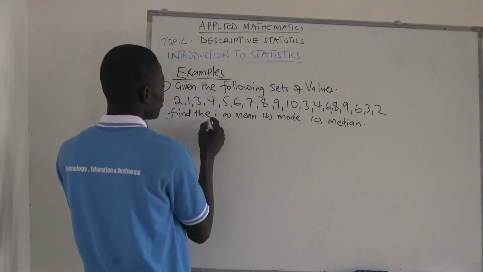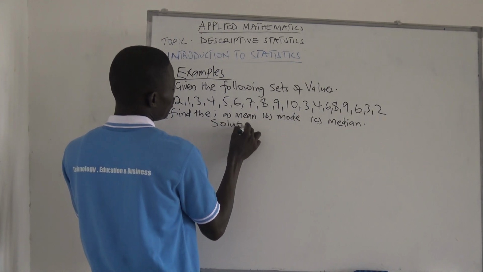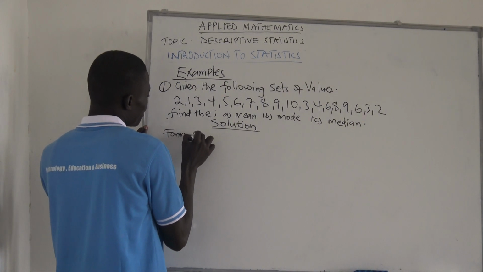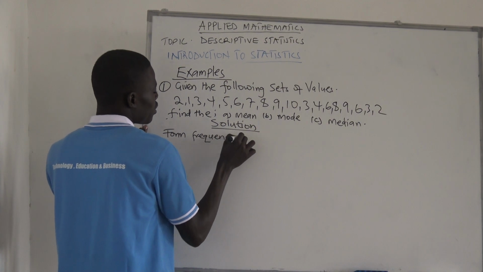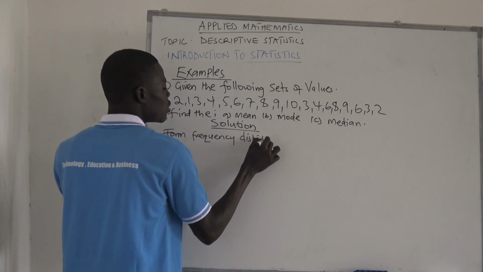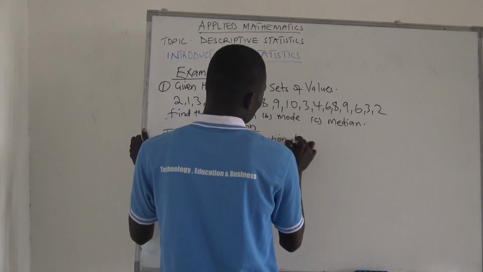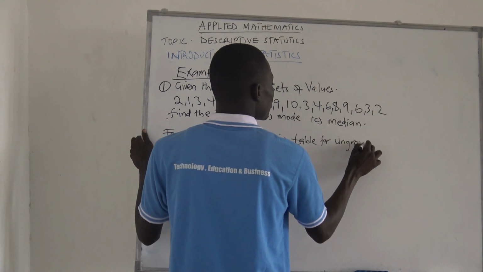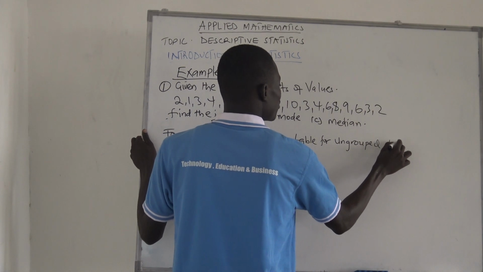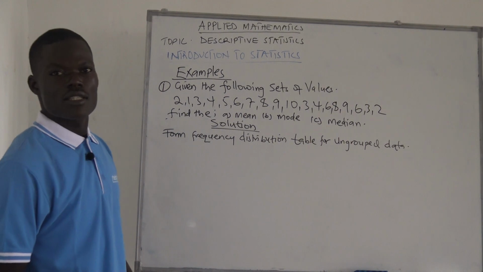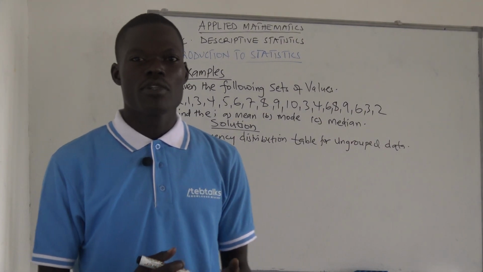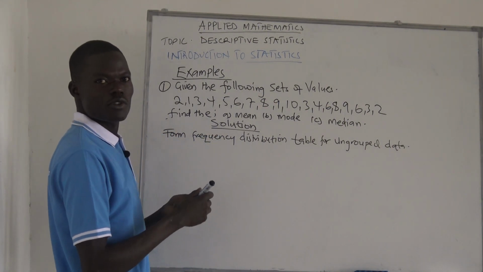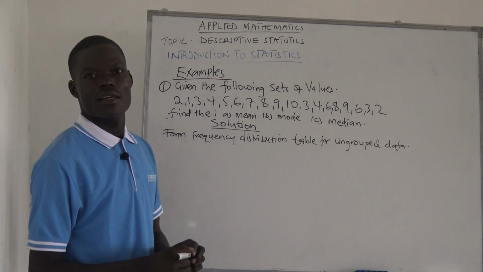Our first solution: form a frequency distribution table for ungrouped data. So, what do we need to do to form the frequency distribution table for ungrouped data?